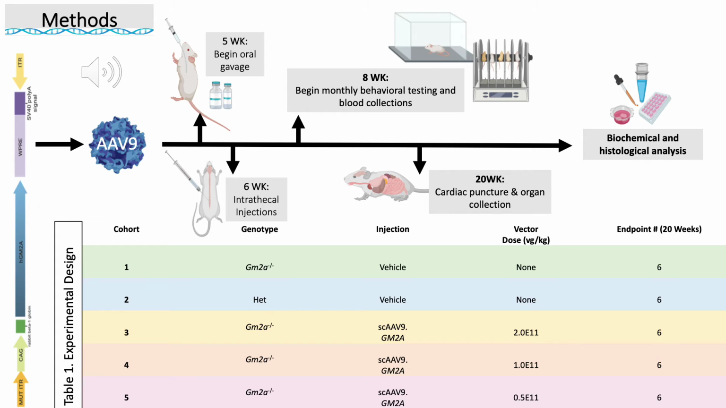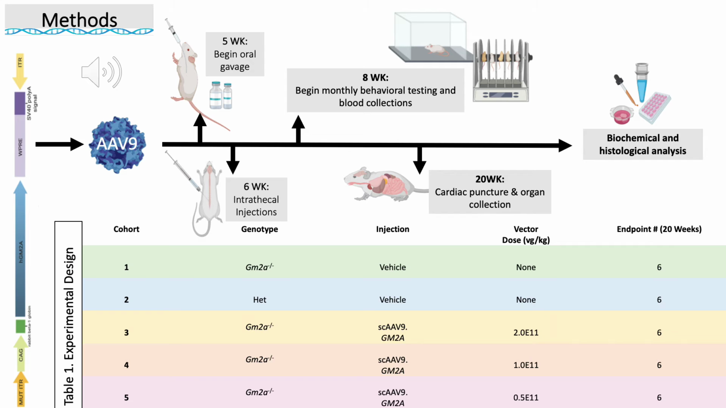At 5 weeks of age, I began orally gavaging immunosuppressants rapamycin and prednisone. A week later, at 6 weeks, I performed intrathecal injections of the gene therapy. At 8 weeks, I began monthly behavioral testing and blood collections. The short-term endpoint for this project was 20 weeks of age, at which all of the mice were euthanized, and I collected blood and organs. Later on, I conducted biochemical and histological analysis.